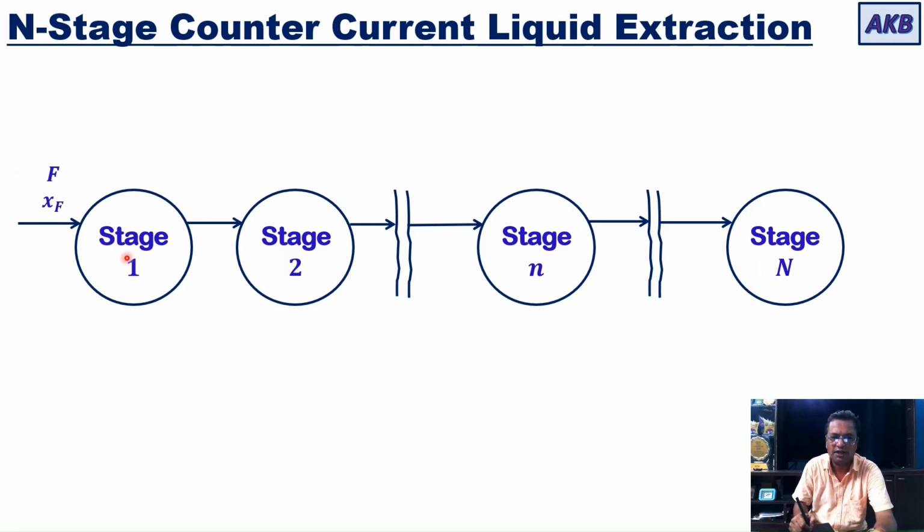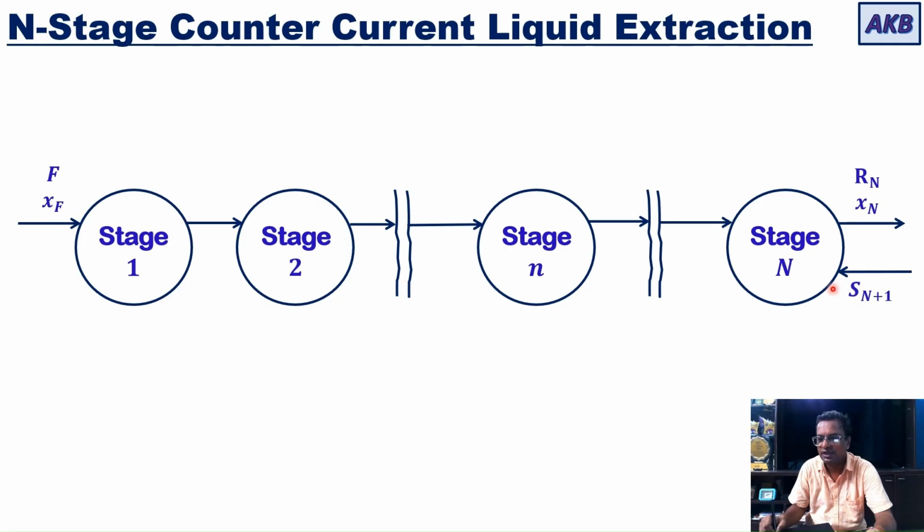So feed is admitted to stage number 1, it will be flowing to stage number 2, then to stage number 3, and then it will be flowing through the nth stage, and then it will again be flowing through many other stages before entering the final stage in the cascade, which is the capital Nth stage. Then it will come out of the last stage in the cascade. So this will be the final raffinate that is obtained in this operation.